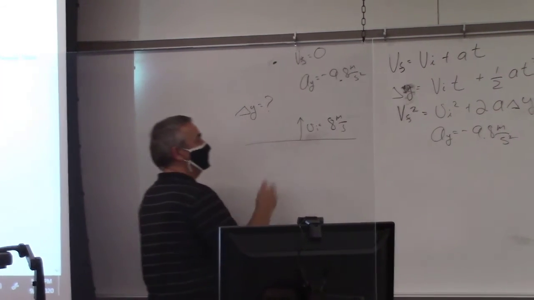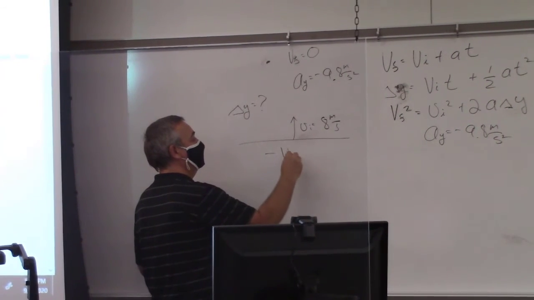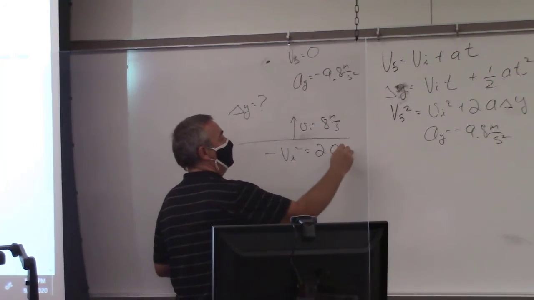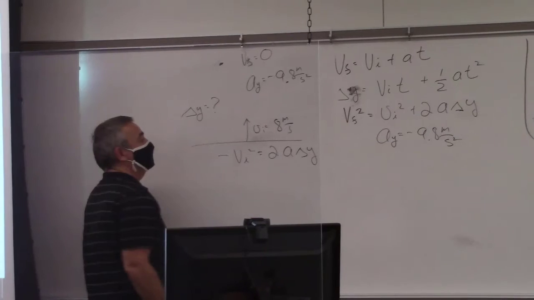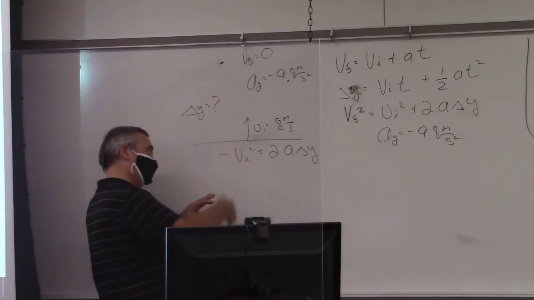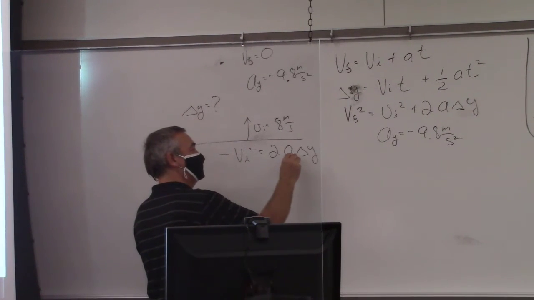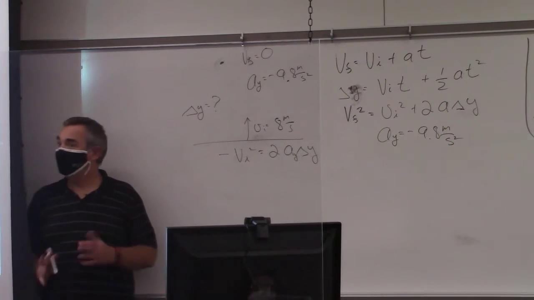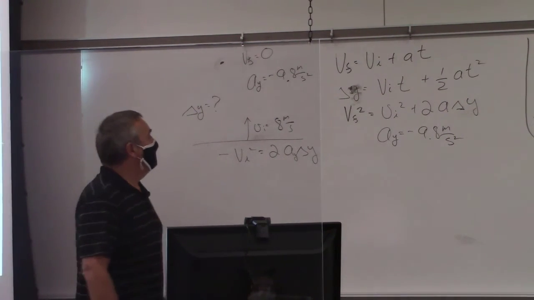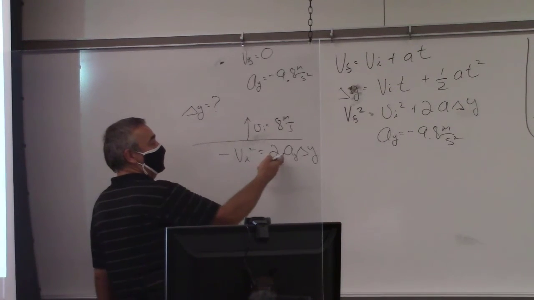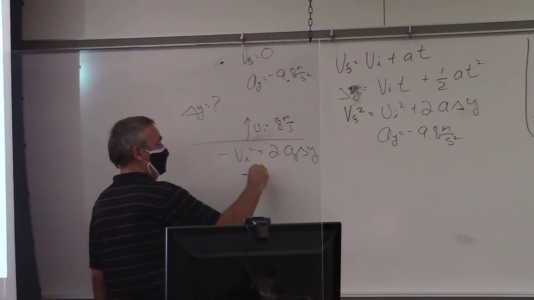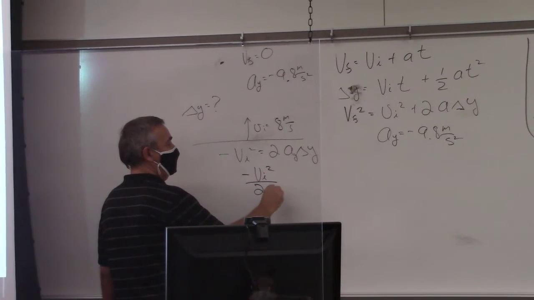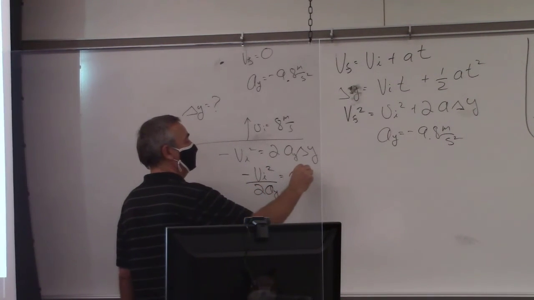Subtract initial velocity squared from both sides. It's 2a delta y. And again, we're talking about the y direction. So if you want, just to remind yourself, you can put a little sub y on the acceleration. And then we'll have to divide both sides by 2a. And that will give us the y displacement.